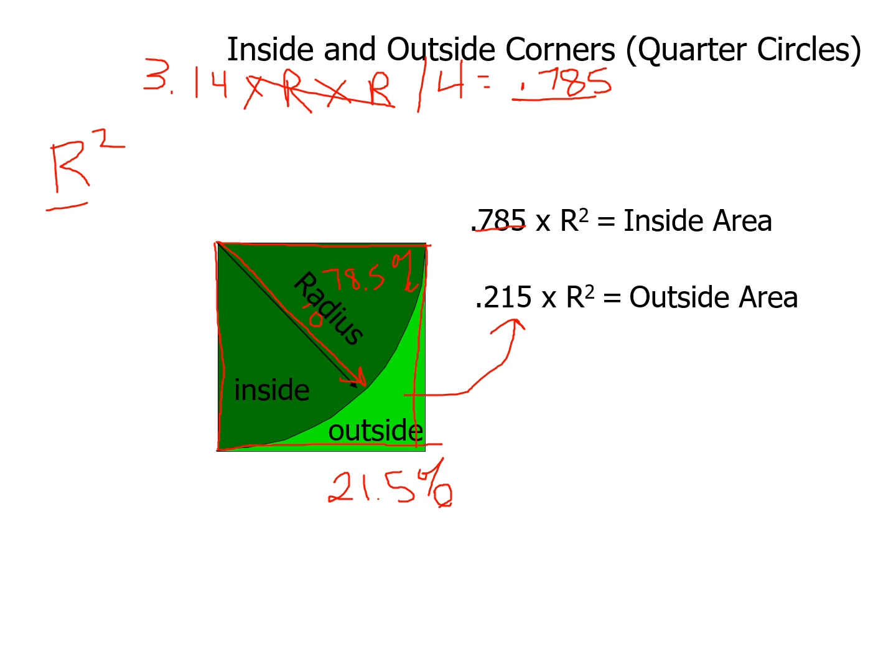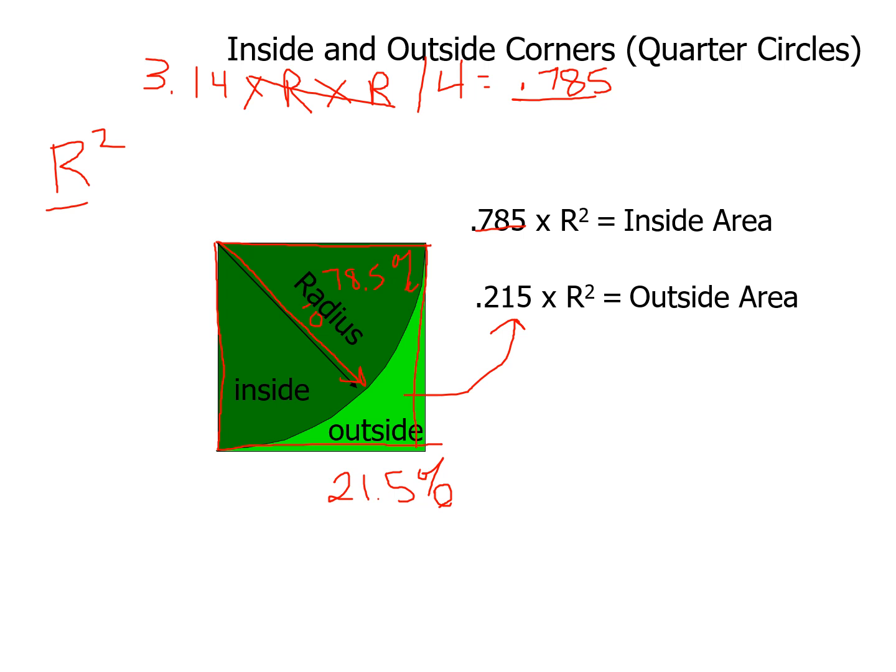That's 21.5% the area of a square. So if the radius is 10 feet there, I would go 10 by 10. That's 100. Then I'd multiply by 0.215. And that would tell me that's 21.5 square feet.